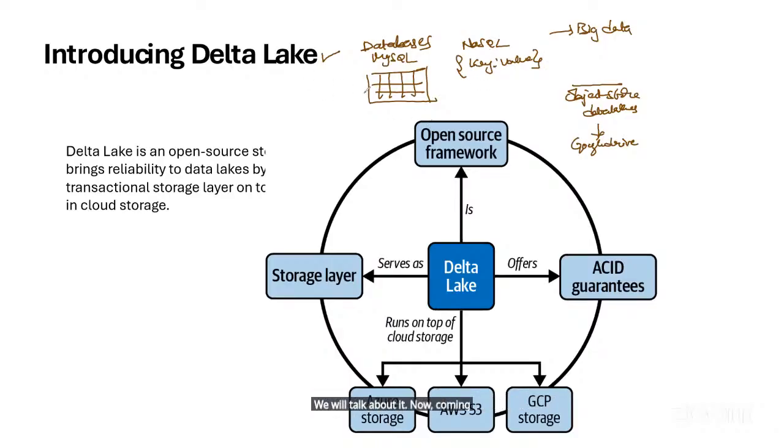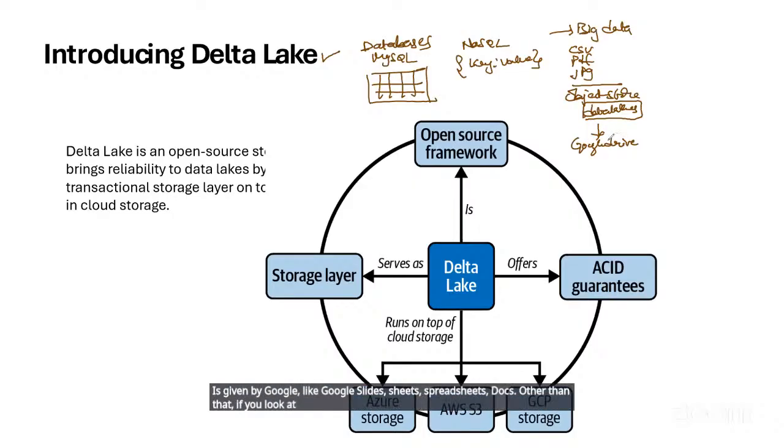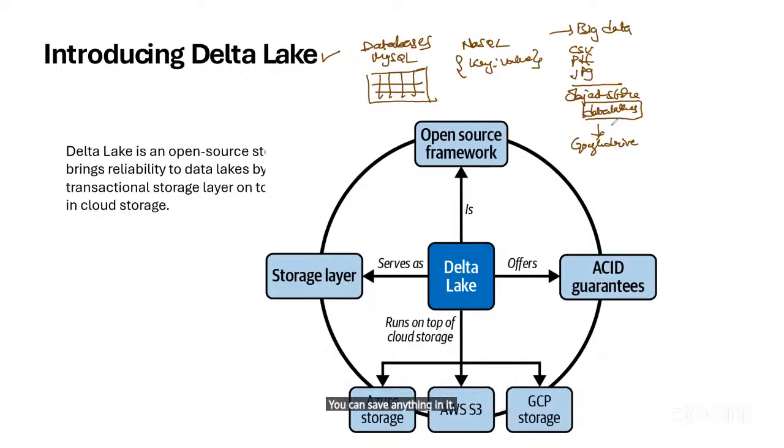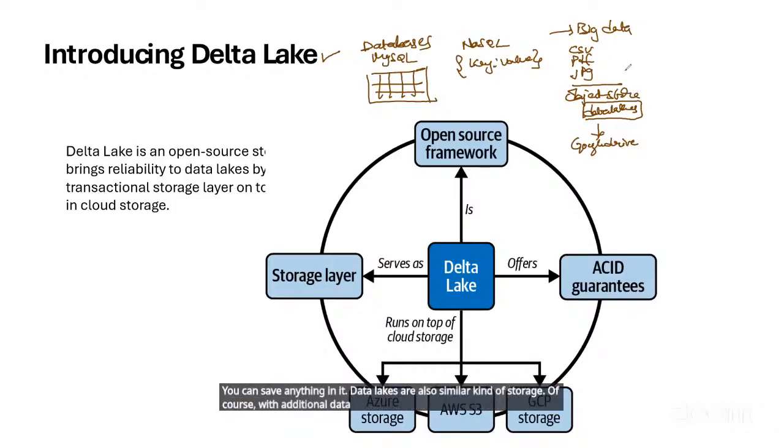Now coming to the data lakes. They support this concept of saving your data as it is. You can put your CSV file, PDF document if you want, your JPG image if you want. Whatever data is coming, you can just dump it in your data lakes, just like how you put it in your Google Drive. Of course, the support is given by Google, like Google Slides, Sheets, Docs. Other than that, if you look at it as a plain storage, you can save anything in it. Data lakes are also a similar kind of storage, of course with additional data integration support and all.